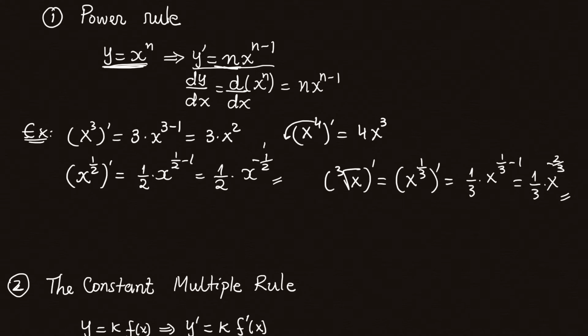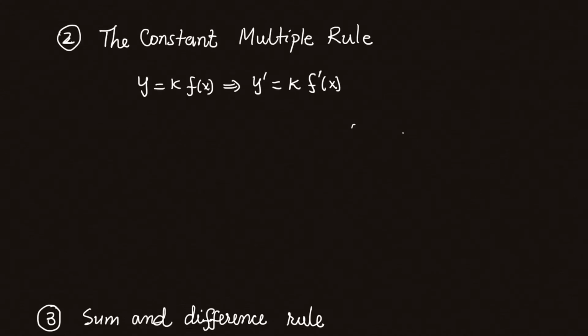Let's move to the second one, the constant multiple rule. Basically what this rule says, if you have a number that's multiplying a function, you don't find the derivative of the number, just find the derivative of the function. Let's see it in an example. It's better to understand with an example.